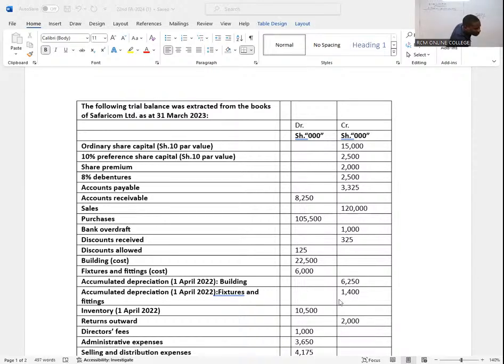Look at the sales, please, and then tell me. What is our sales? It is 120,000, from Sharon. Is it debited or credited in our trial balance? Of course, it is on the credit side.